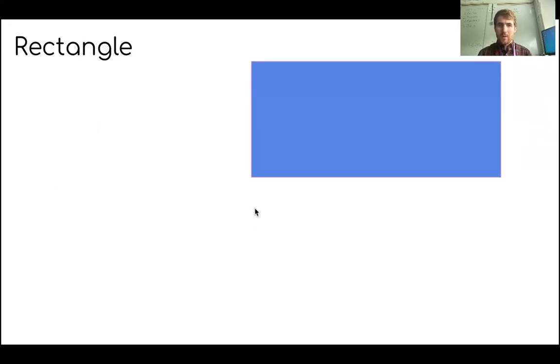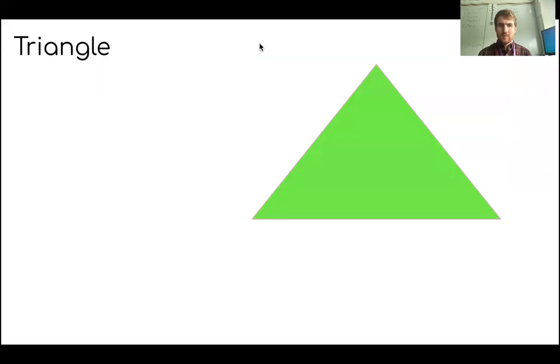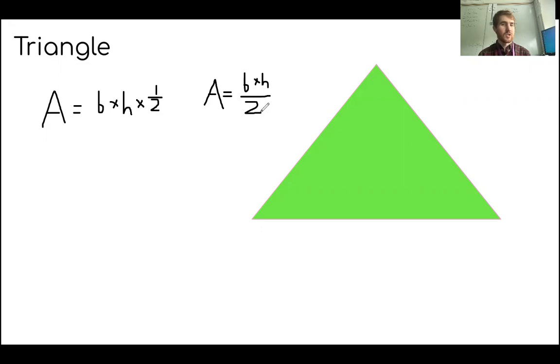Now let's look at how we would find the area of a triangle. Again, we have a formula for this. The area of a triangle equals base times height times 1/2. Some other people like to write it area equals base times height divided by 2. Both of these are always going to give you the same answer. You can use whichever one you prefer. You don't need to use both of them. Whatever one you prefer, base times height times 1/2 or base times height divided by 2.